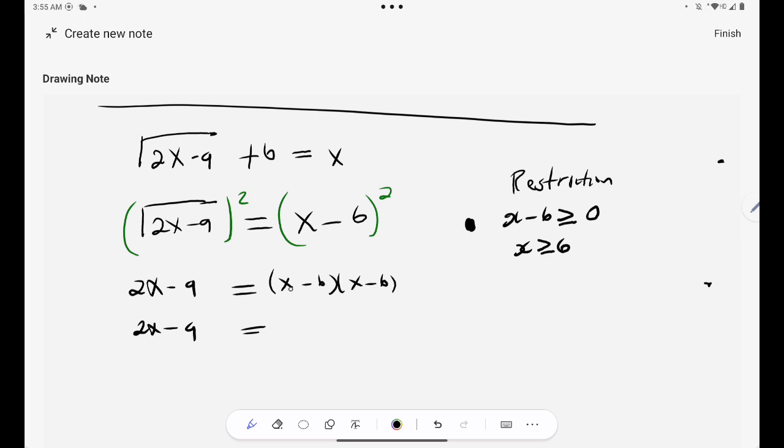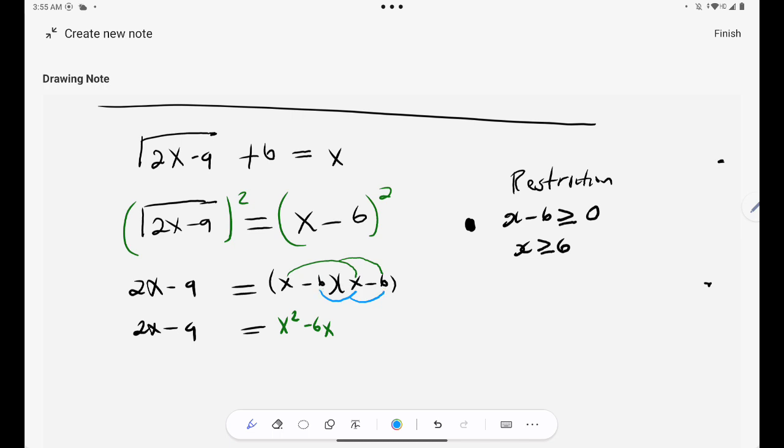For me to remove brackets, each term in the first bracket must multiply both terms in the second bracket. Are you together? How so? X must multiply this and must also multiply this. So I'll have x squared minus 6x. Are you together? And then the negative 6 must multiply this and that as well.